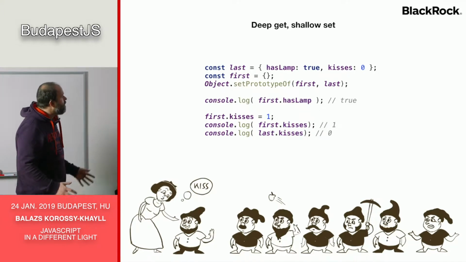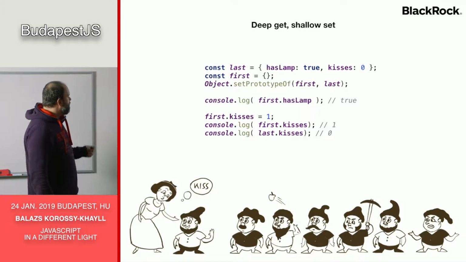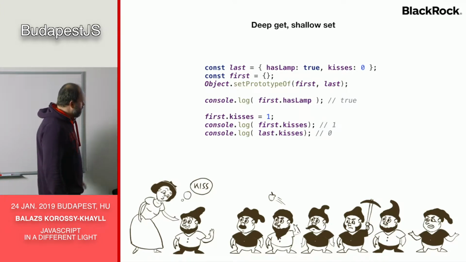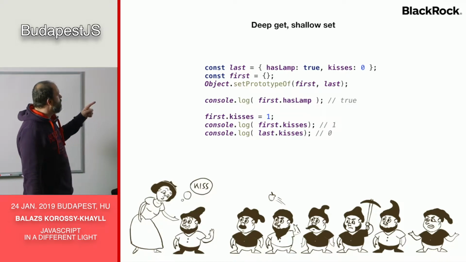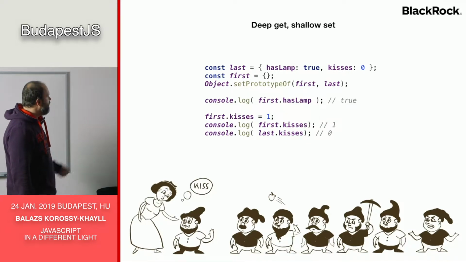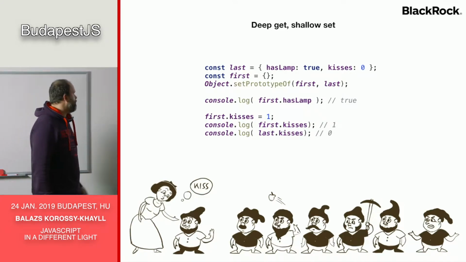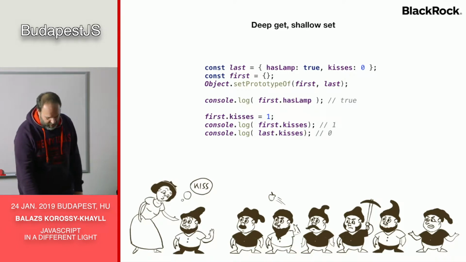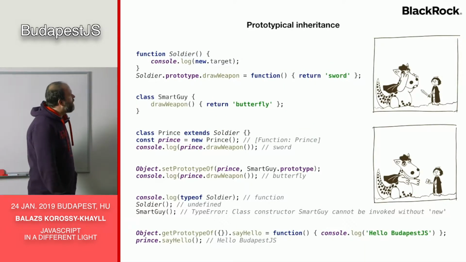Well, it turns out that setting a property is shallow, so it's not going to travel through the prototype chain, right? The first dwarf, even though there are no kisses defined there, when I set kisses, it's going to just set that kiss on the first dwarf, and the other is going to be pissed off.